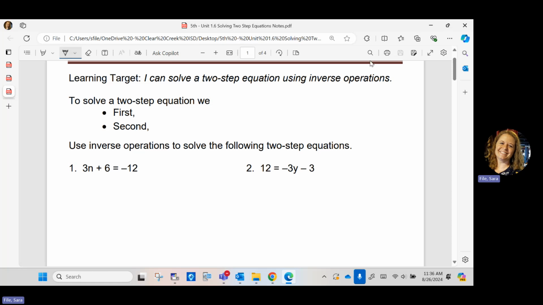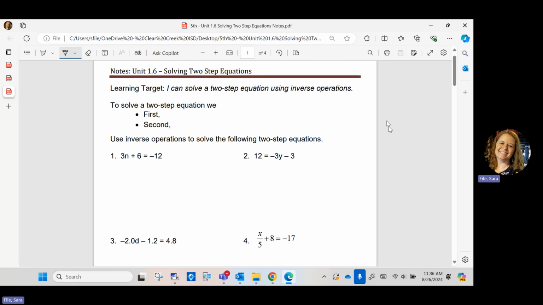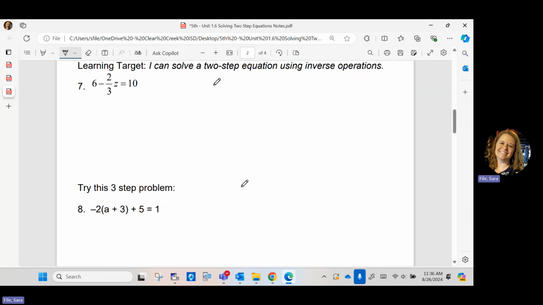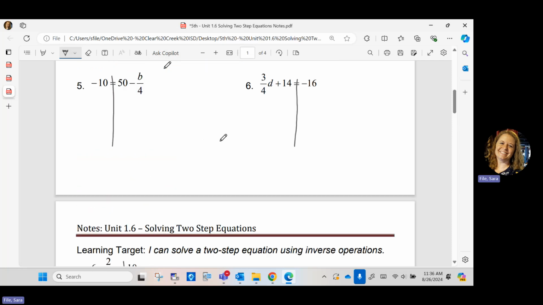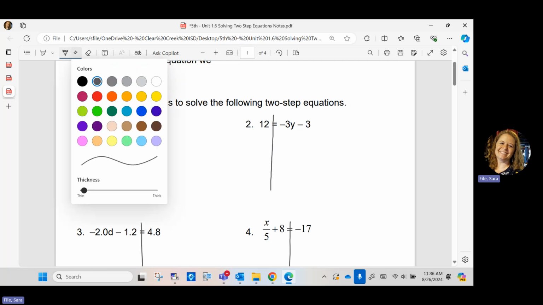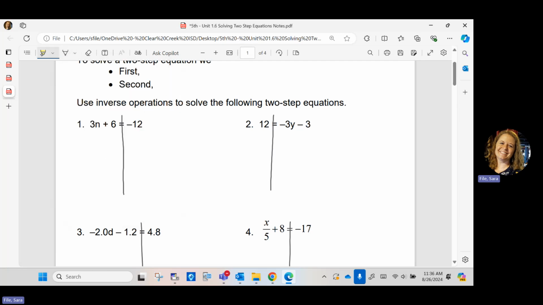Okay, so if you want to, go ahead and separate the left and right side of your equation. I'll go ahead and do this on all of these before I change the color of my pen. Okay, so we're going to separate where that equal sign is. So draw a line separating the left and right side of your equation. Okay, so the letter, that's your variable, is what we're trying to isolate. So we want to get n by itself.